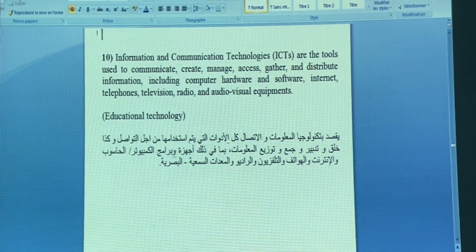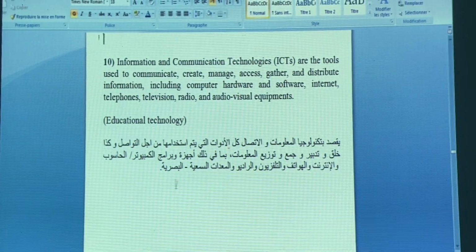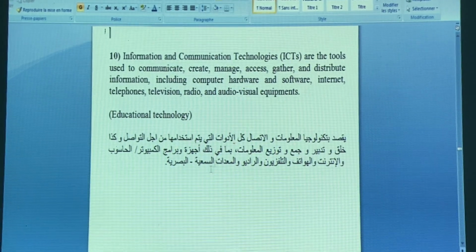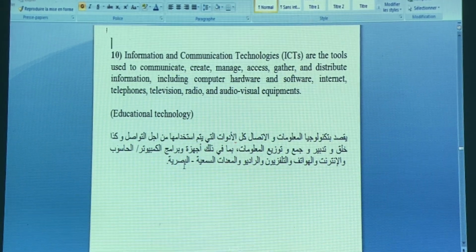These are what we call compound words. It is made of two words: audio, visual, compound words.